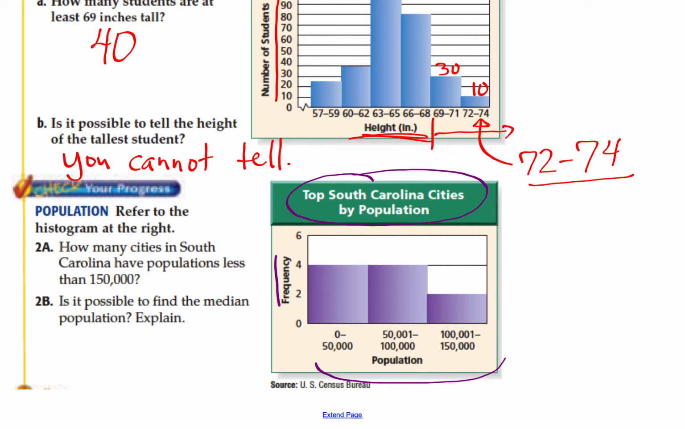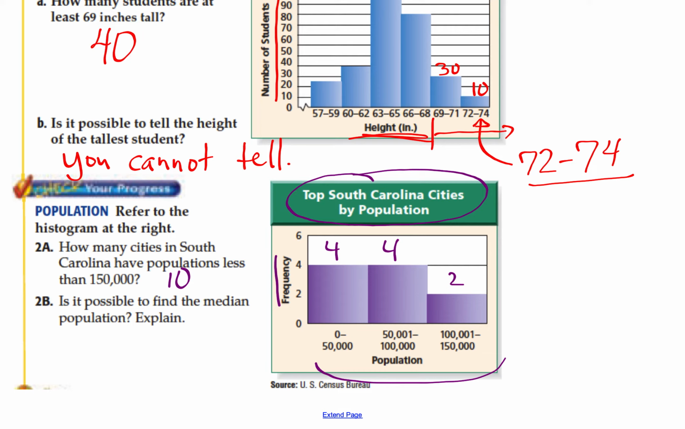All right. How many cities in South Carolina have populations less than 150,000? Okay. There's probably a lot more than this, but we'll go with it. This bar has 4, this bar has 4, this bar has 2. That adds up to 10.